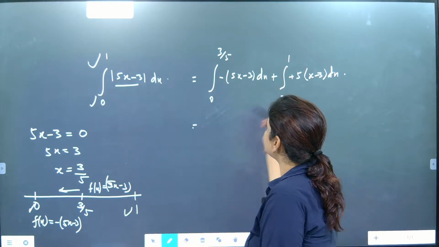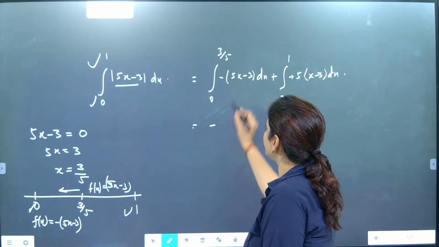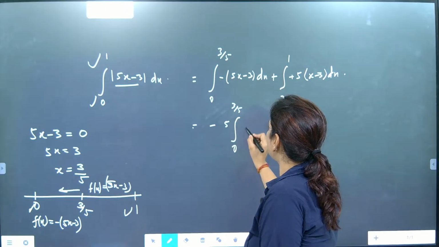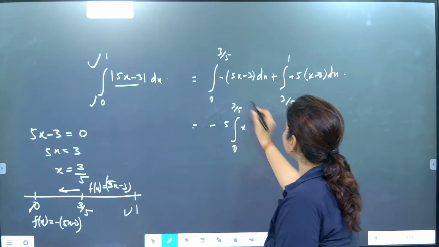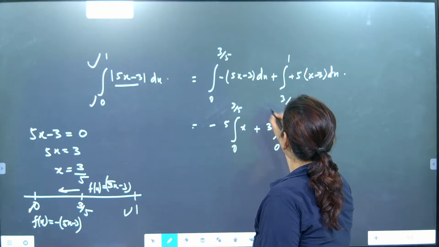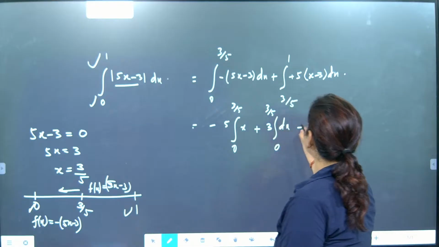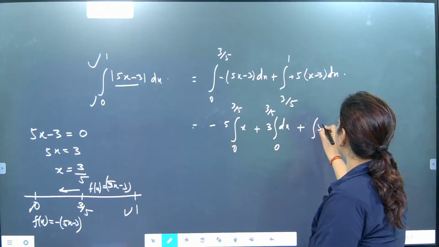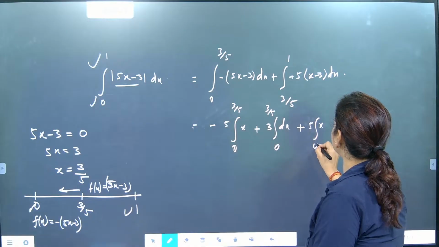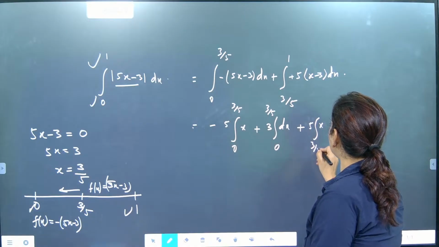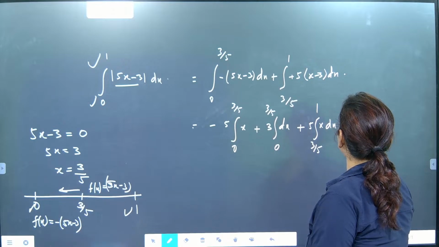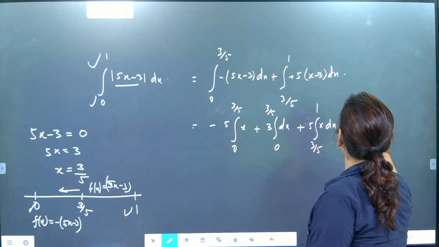So now we will separate it out. Minus we will take out. It will become minus 5, integral 0 to 3 by 5 of x dx, and minus into minus plus 3 dx, 0 to 3 by 5, plus now here it will become 5x. So if we take 5 outside, x from 3 by 5 to 1 dx, minus 3, and that is 3 by 5 to 1 dx.